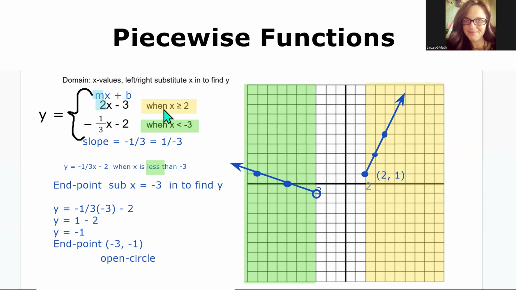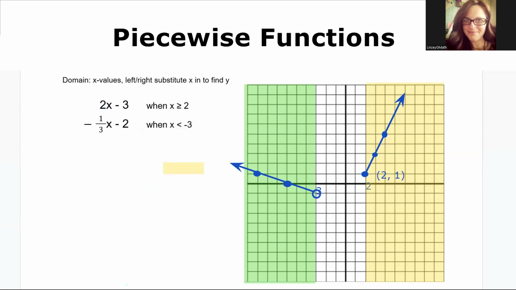And let me clean this up so you can get a good look at this graph. This is our piecewise function. You could also use Desmos to graph both of these lines, both of these pieces. Let's take a look at that.